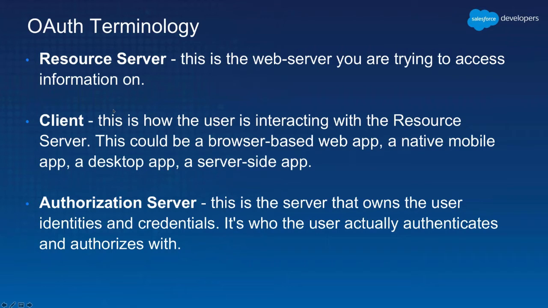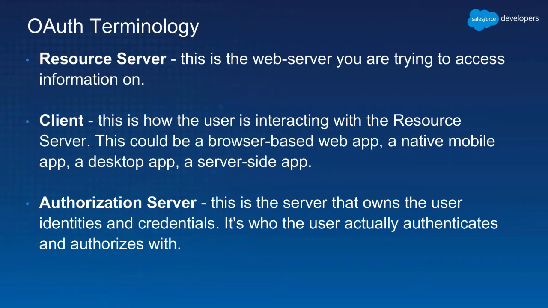Let's get into terminology a little bit, and then we'll dive into the details of how OAuth works. So there are three main components or parts for OAuth. One is the resource server, which is the web server that you are trying to access the information on. It can be Salesforce. A client is how you are interacting with the resource server. And this could be your Chrome browser, or your mobile app, or your desktop app, or any app. So that's the client. The client is where the user goes and tries to access the resource server.